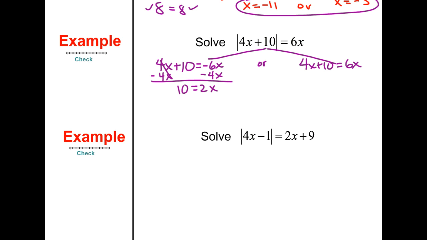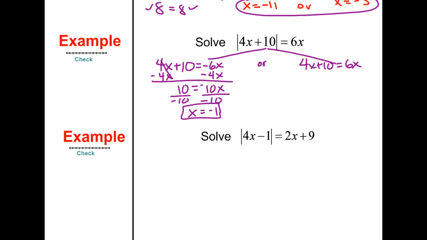So 10 equals 2x. Sorry, it's not going to equal 2x. It's going to equal negative 10x. Almost missed my negative there. Negative 10x. Divide by negative 10. So really, x equals negative 1. Does that work? Well, we'll test it in a second.